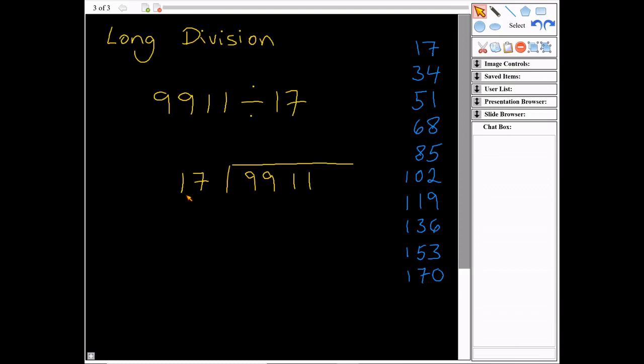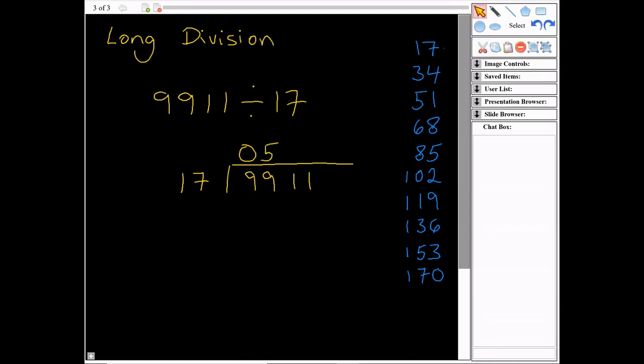So I'm going to start off by doing 17s into 9. Now that won't go, so I can just write 0 here. And then instead of writing the remainder up here, I'm just going to do 17s into 99. So just going to include the next digit as well. How many 17s go into 99? So I can go down here and I can see that 85 is 1, 2, 3, 4, 5 times 17. So in a similar way, I'm going to write 5 up here.